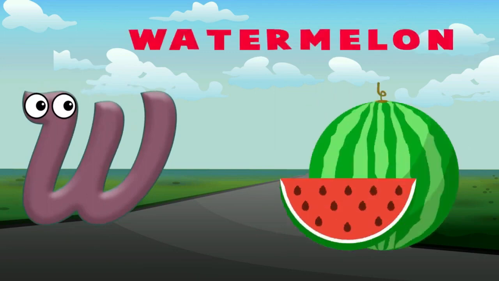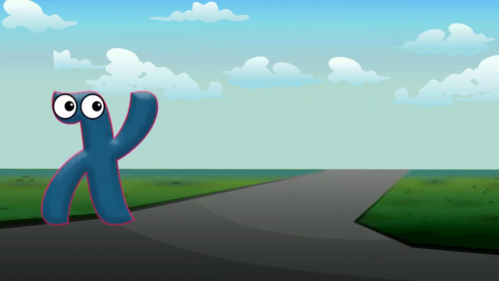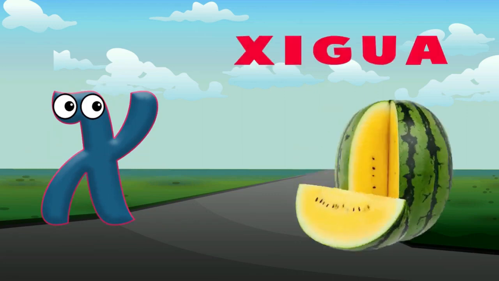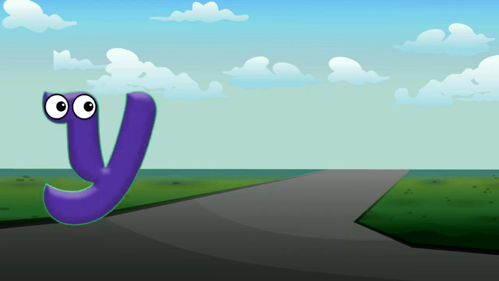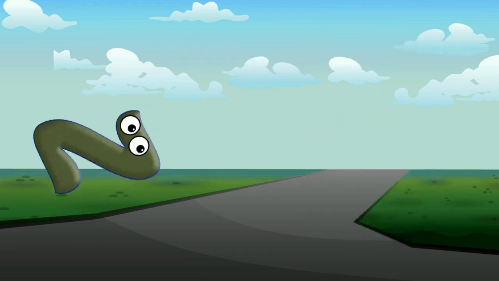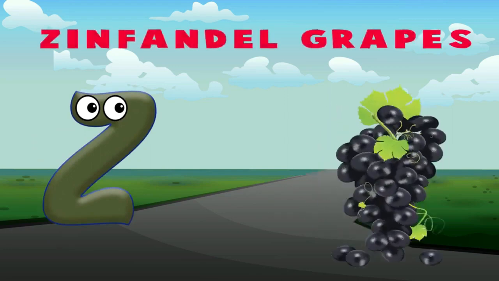W is for watermelon. X is for zigzag. Y is for yingmei. Z is for Zinfandel grapes.